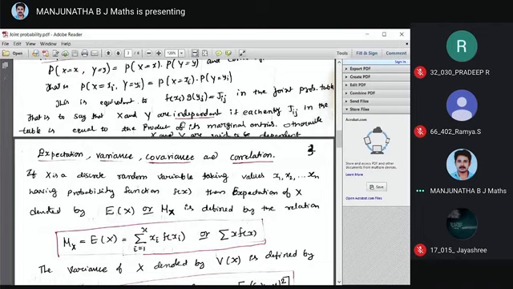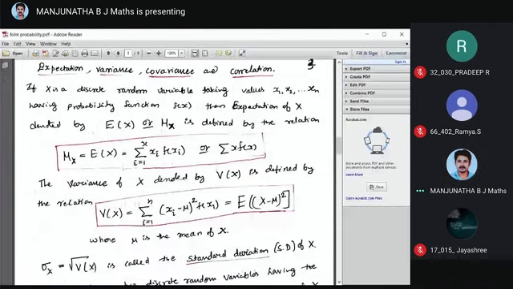Now, what are the definitions here? Let me just go through the definition here. We discussed the same definition, which is denoted by E of x.